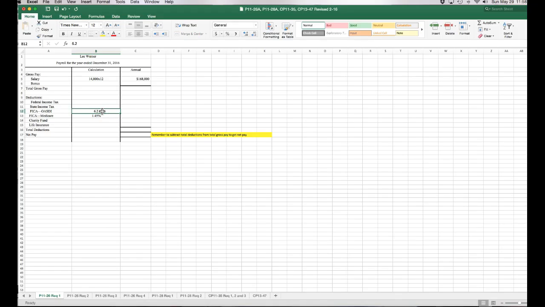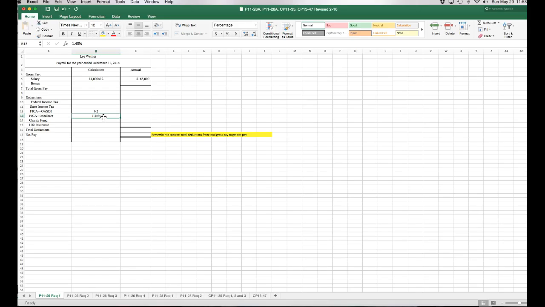Now, the important thing to remember here is that in the FICA OASDI, the 6.2% is calculated up to a maximum of $117,000. So if the person makes over $117,000, which we know he does because his annual salary alone without the bonus is over that amount. So you calculate the 6.2% only on $117,000. Then the Medicare is calculated on the full amount.